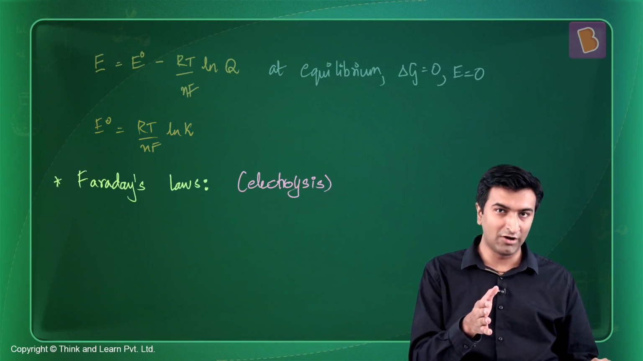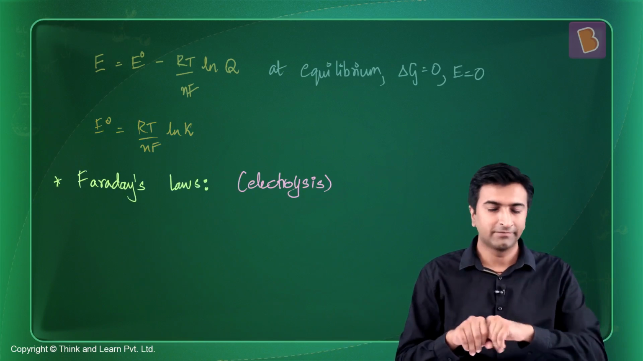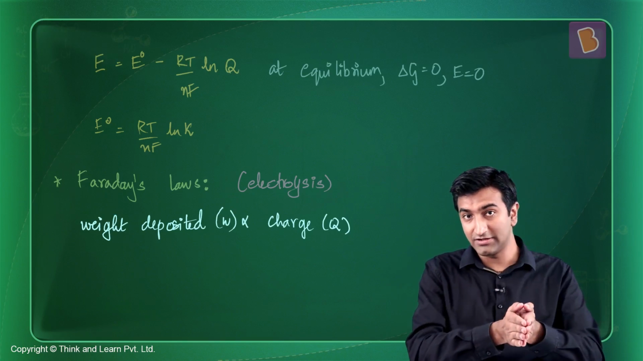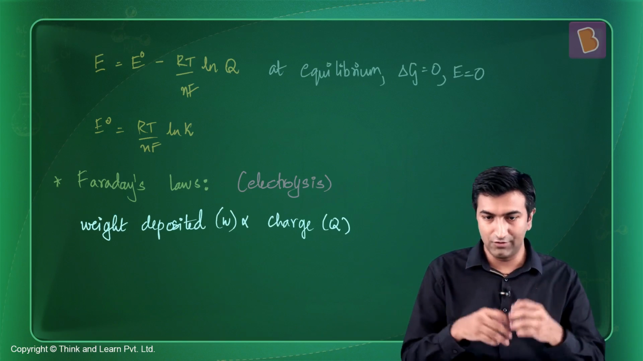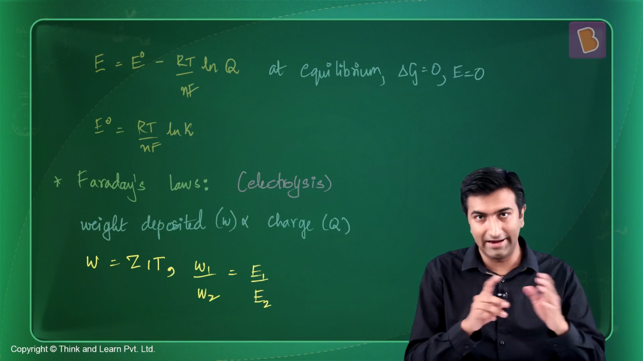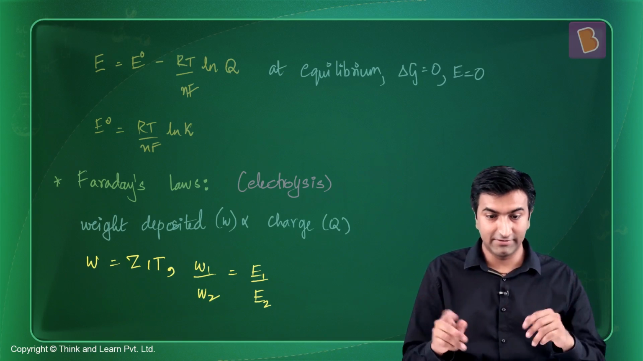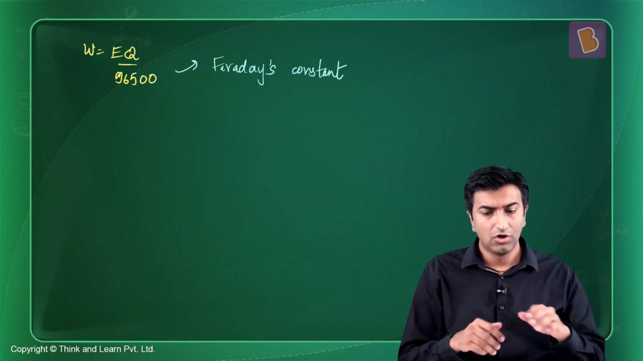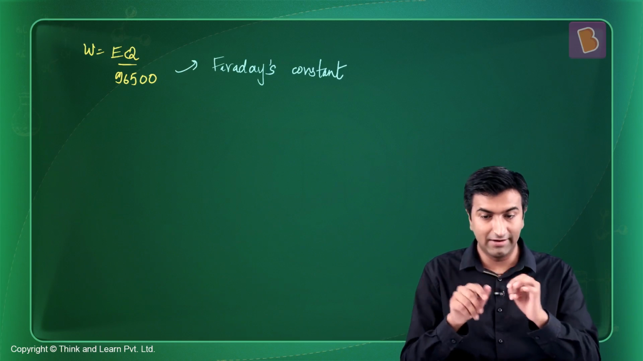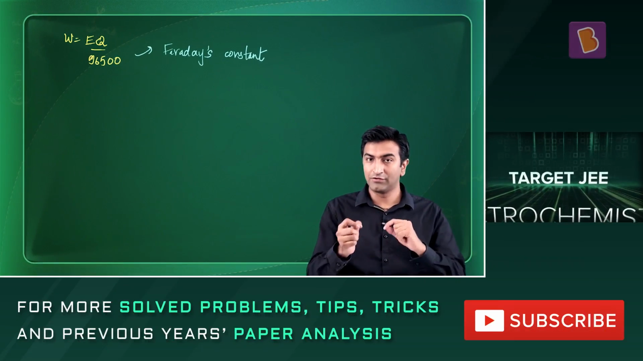Faraday's laws of electrolysis are the next thing you'd want to revise. Two laws, but you can combine them in a way. First law says that the weight deposited is proportional to the charge that you provide. Now, charge Q is I into t, right? So you get W is equal to ZIt, where Z is the electrochemical equivalent. W1 by W2 is E1 by E2, that's the second law. So you get that W is simply E into Q divided by 96500. That's Faraday's constant. This is something you need to know and very useful in solving JEE Main questions.